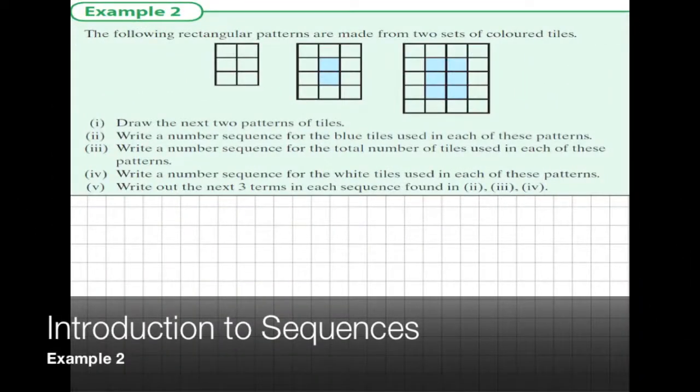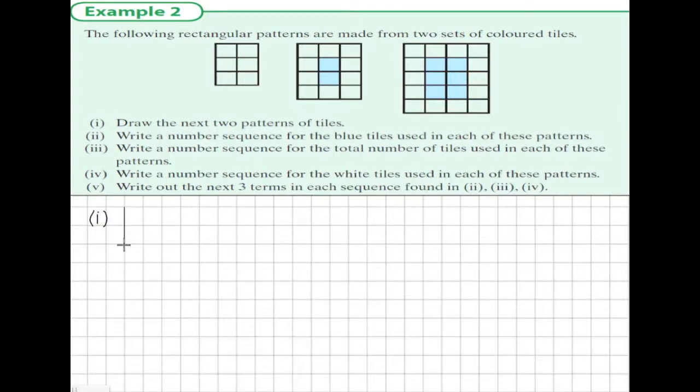Okay, in the second example, we're first asked to draw the next two patterns of the tiles. We see if the first tile is 3 down, the next one is 4 down, the next one is 5 down, so we go 6 down. And this time we're going 5 across, continuing the pattern. We see only the inside tiles are colored in blue, so we color in the inside tiles blue.